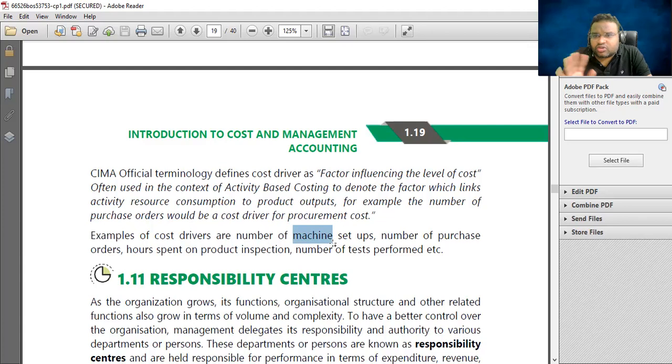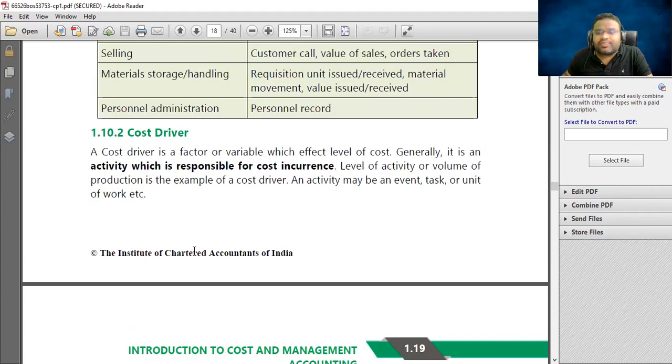Is setup cost productive? No, setup cost is not productive. Now, for example, today I produced and then stopped the machine, and tomorrow I again need a setup. 24 hours is an extra cost every time. If my number of setups is increasing, my setup cost will increase. So the number of setups is a cost driver, and my cost here is setup cost. Number of purchase orders, number of hours spent on inspection, number of tests performed: these are examples of cost drivers.